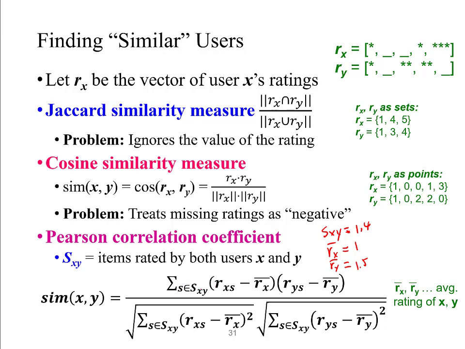Then for each s in Sxy, let's consider the first item first. 1 minus Rx bar is 0, so no matter what the other part is, it's 0. Plus another, it's also 1 minus 1, which is 0. So 0 plus 0 together is still 0, and we don't need to compute this part. The similarity of x and y is actually 0. So this is the Pearson correlation coefficient.